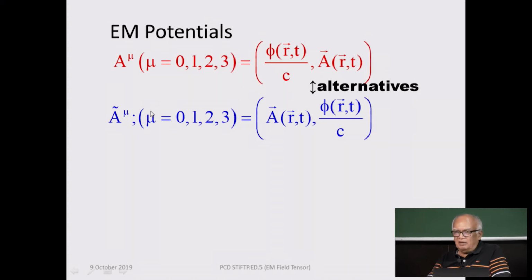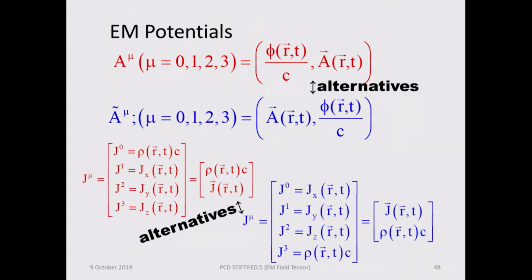Because we are not going to be using colors everywhere, we cannot distinguish by colors, we need a different notation. So, this is without the tilde and this is with the tilde, and without the tilde you have phi over C as the 0th component, and with the tilde phi over C is the component for mu equal to 3 rather than mu equal to 0. So, these are 2 alternate representations, and you can do exactly the same analysis as we did earlier with this 4 vector.